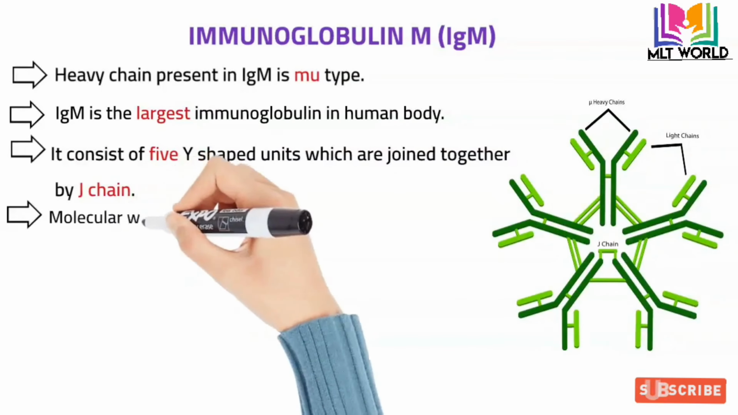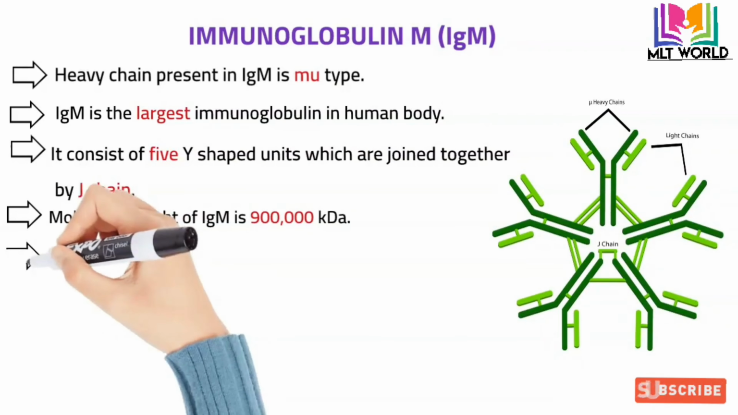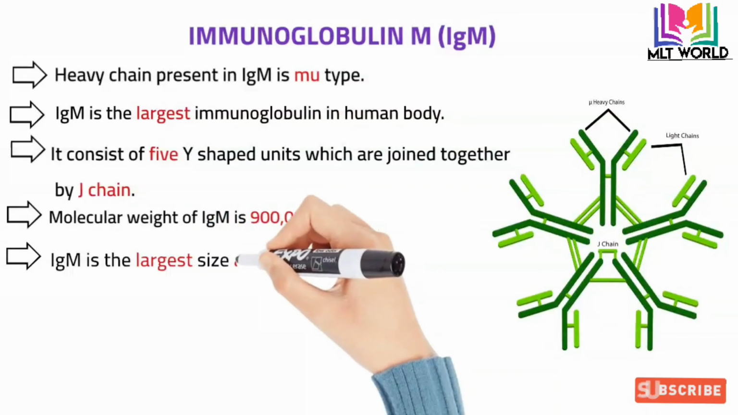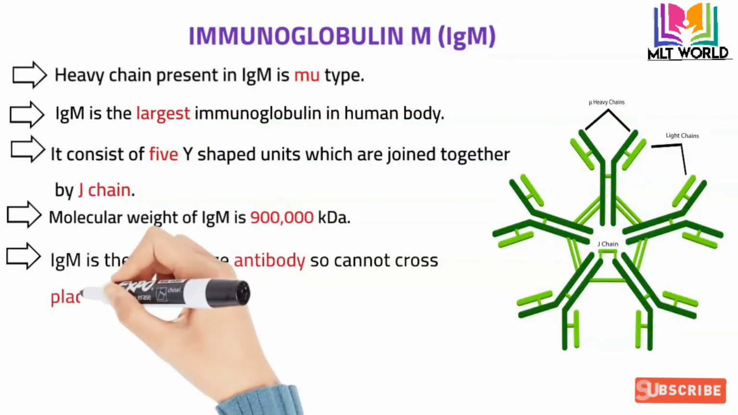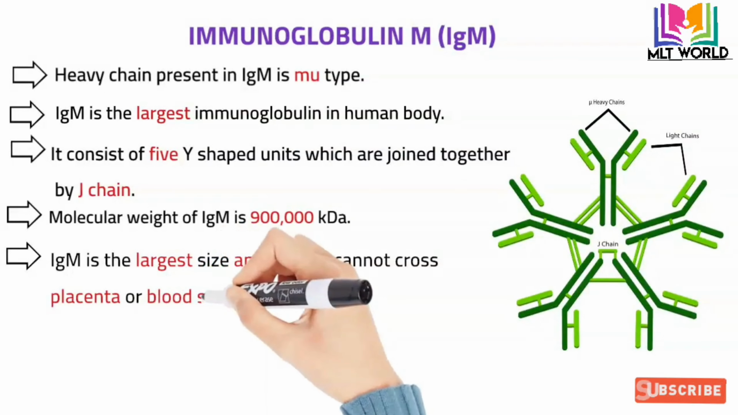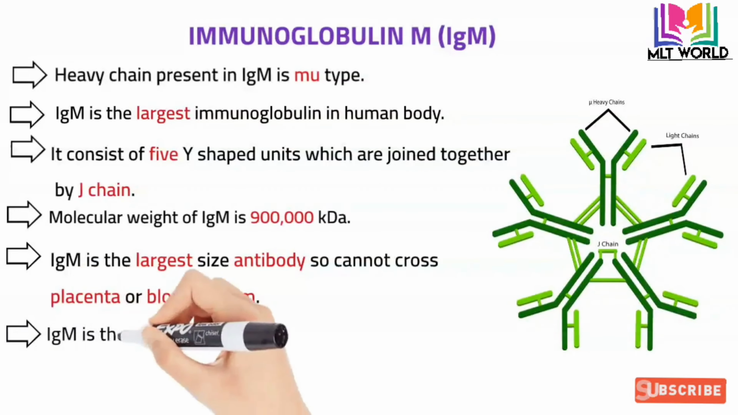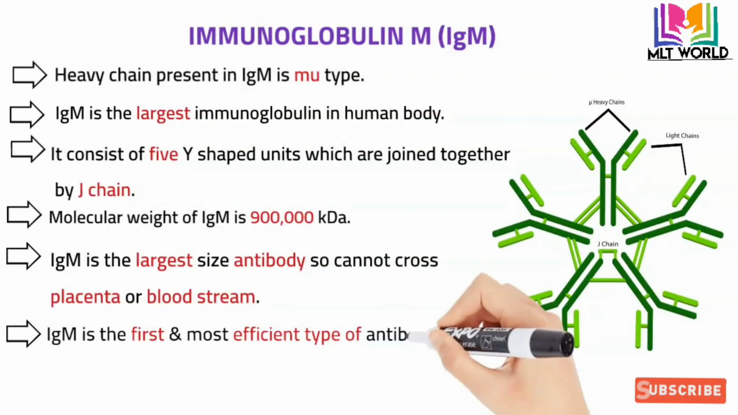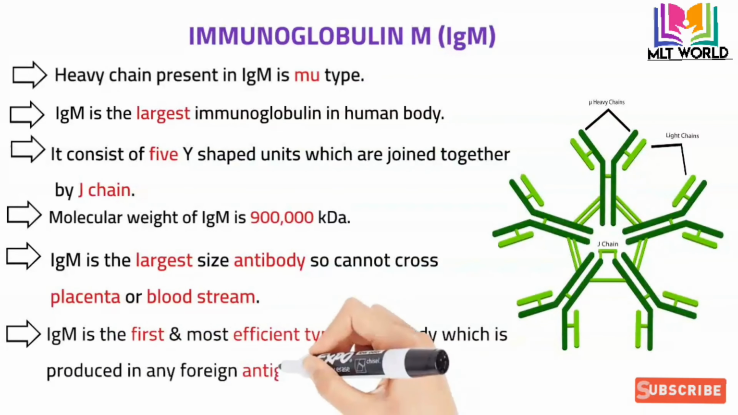The next point is molecular weight. The molecular weight of IgM is 900,000, and IgM is the largest size antibody, so it cannot cross the placenta or blood vessels. Another important point is that IgM is the first and most efficient type of antibody produced in any antigen or foreign body invasion or foreign attack.